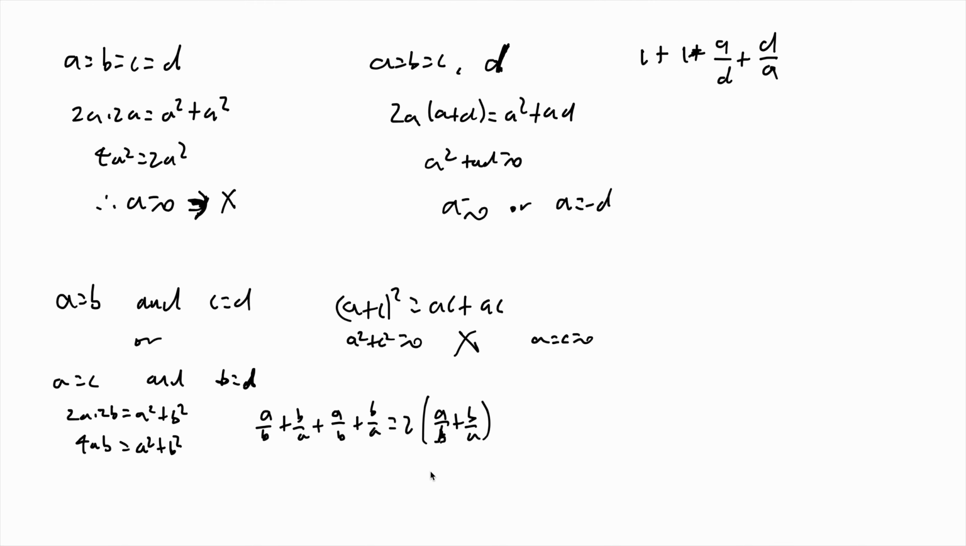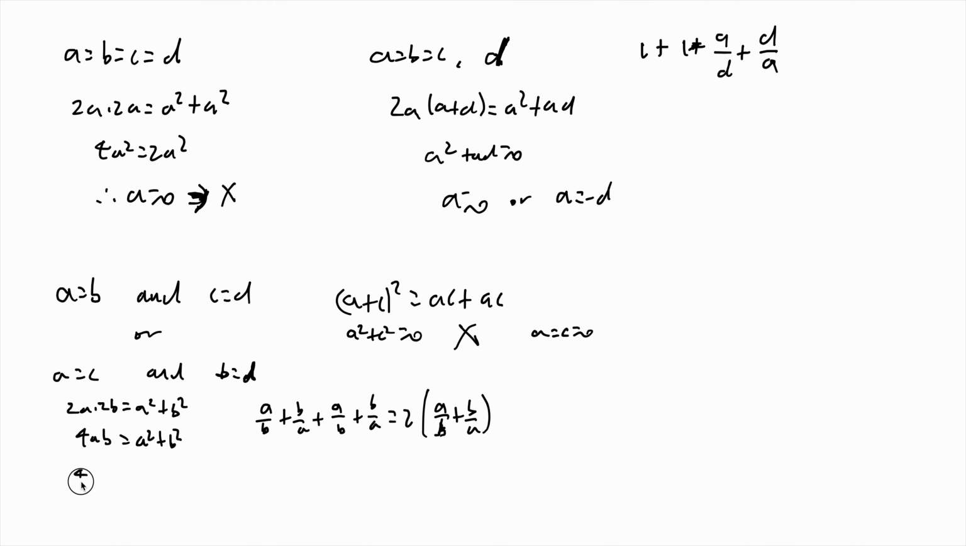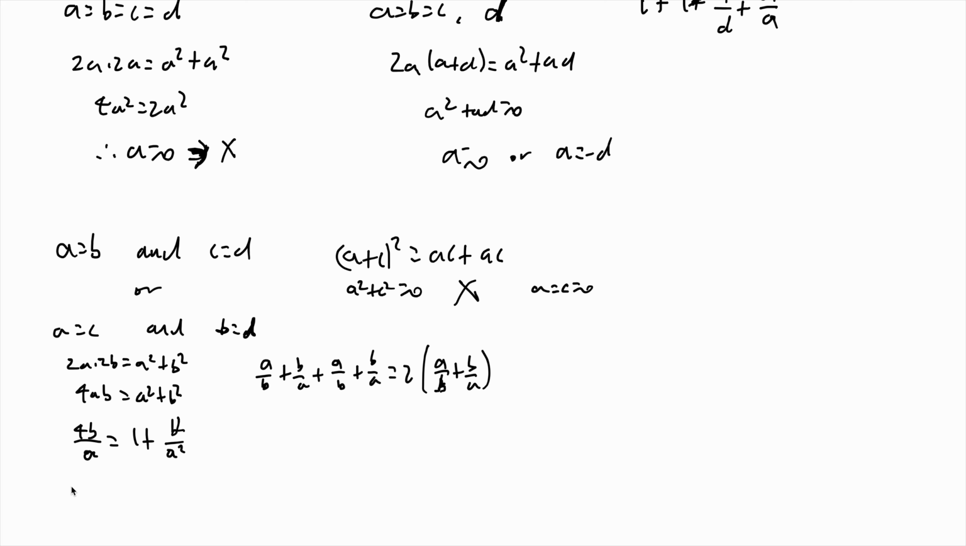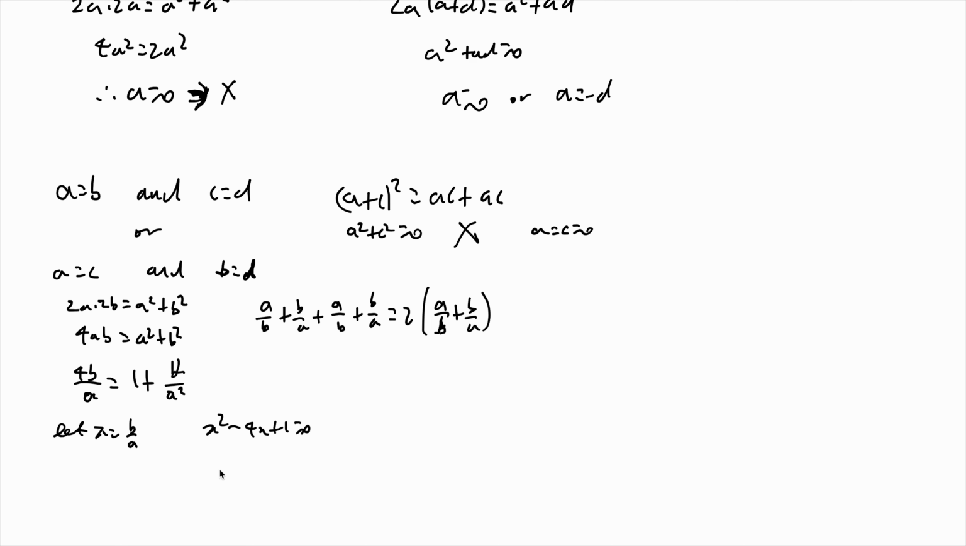Now we just need to find the value of A over B, and that's quite simple. We can just do this. Because we know that A is a positive number, we can divide both sides by A squared. So let x equal B over A. So we have x squared minus 4x plus 1 equals 0. So x is 2 plus or minus root 3.